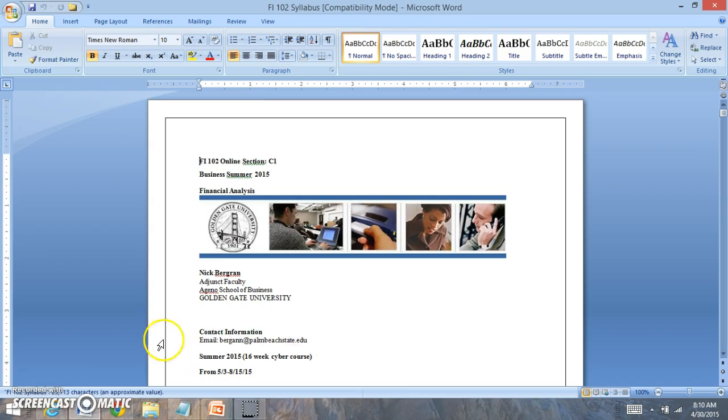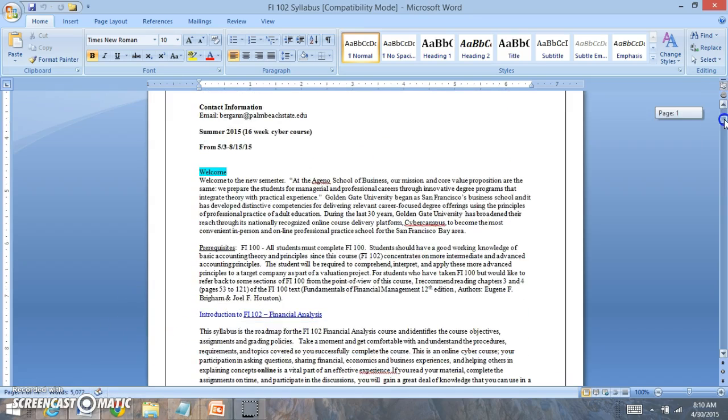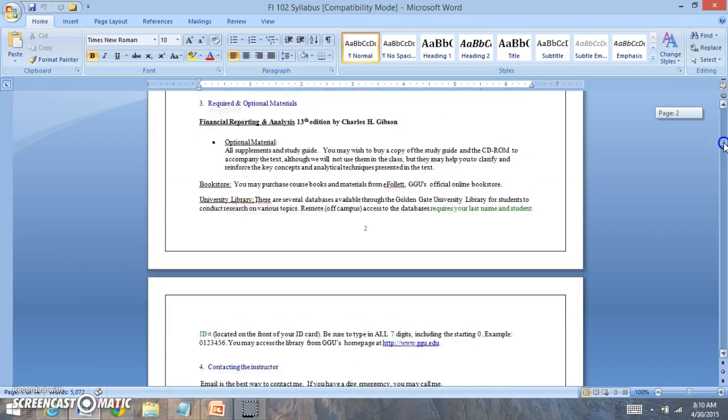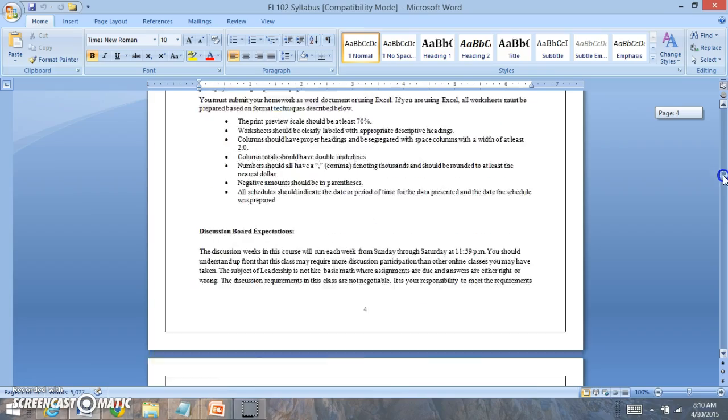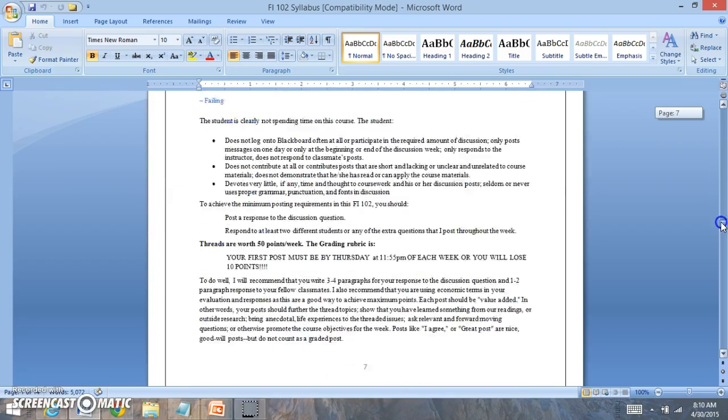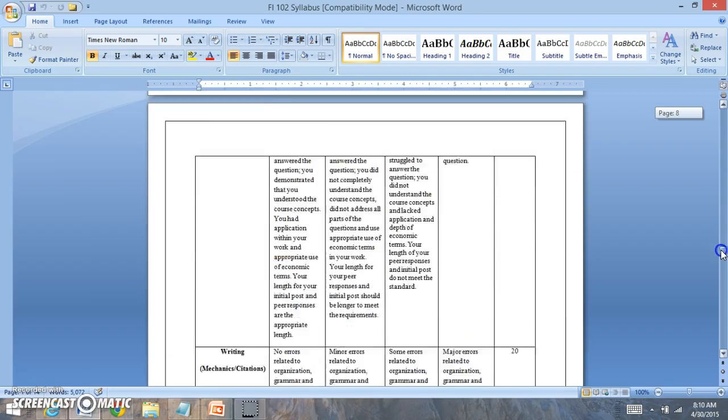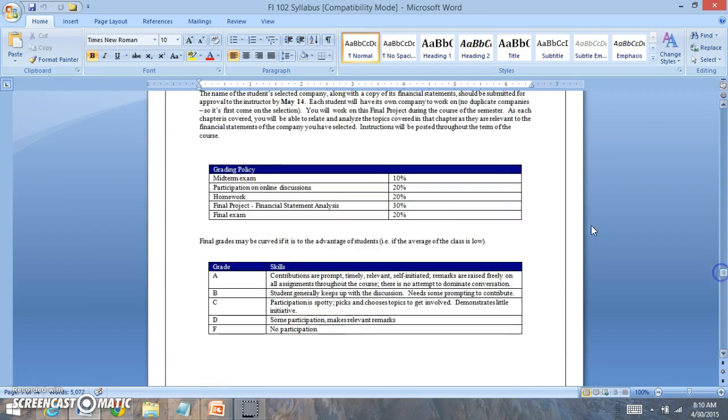Alright, here's my email address or contact information. Some of the other things that you'll find important: let's first go to how you are going to be graded in the course. What are the breakdowns? Midterm exam is going to be 10%. Online discussions are 20%. Homework's 20%. The final project is 30%, and the final exam is 20% of your grade.